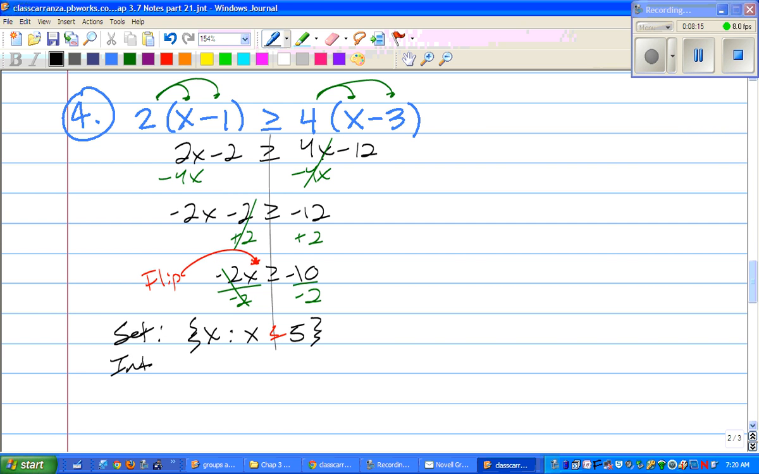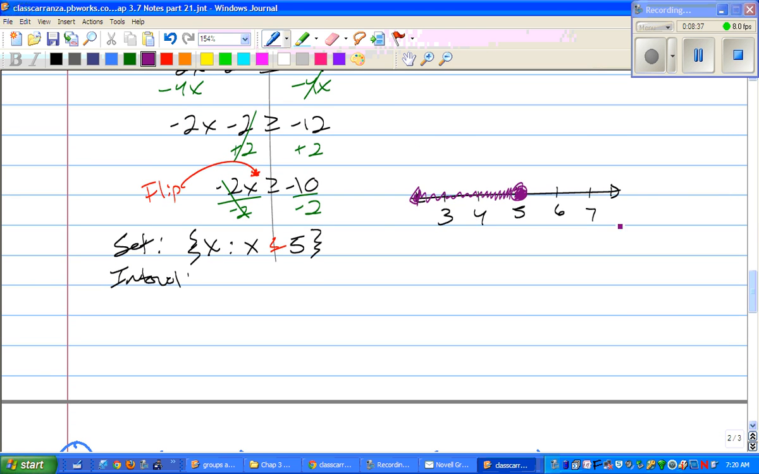Okay? And then writing that in set notation, we have to write it in interval, and we need to graph. So 5, 6, 7, 4, 3. We have a closed circle at 5, and it is less than, so we're going to shade to the left. Interval notation, we are starting at -infinity, and we're going to 5, and that is closed, so we're going to use a bracket.